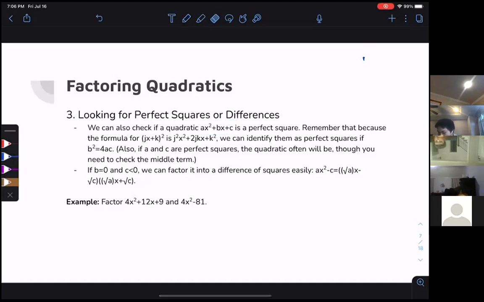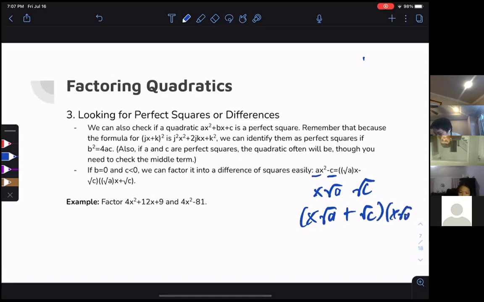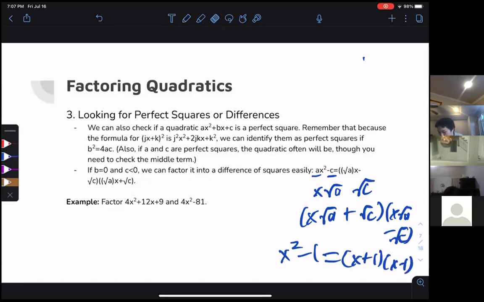Note that if b is equal to 0 and c is less than 0, we can factor it as a difference of squares. b equal to 0 means there's no linear term. So we treat ax squared as the square of x root a, and c as the square of just root c. This gives x root a plus root c times x root a minus root c in general. There are nicer special cases, like x squared minus 1 is equal to (x plus 1) times (x minus 1). That's just an example of a difference of squares.